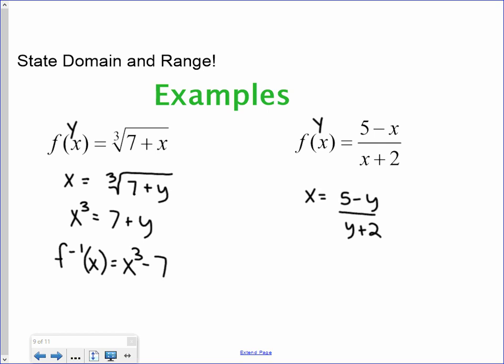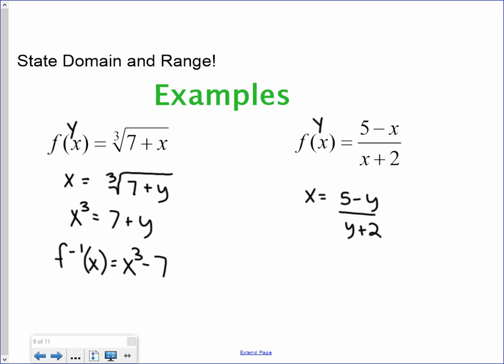Now we should talk about domain and range. Okay? And I told you, don't worry about that. When you look at this cube root function, and that's like the one that we did in drawing the inverse from a graph, what's the domain of the cube root? Negative infinity to positive infinity, right? This side goes to the left, and that side goes to the right. So domain is negative infinity to positive infinity. What's the range? Negative infinity to positive infinity.